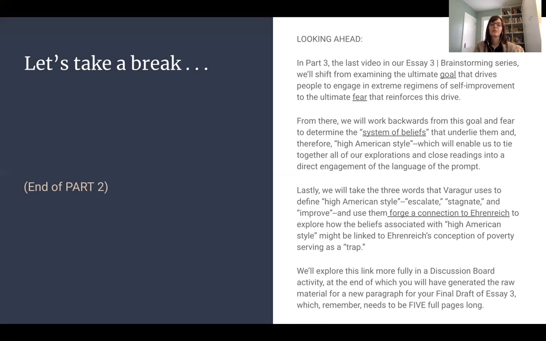So we're going to explore this link more fully in a discussion board activity, at the end of which you will have generated the raw material for a new paragraph for your final draft of essay 3, which you want to keep in mind needs to be 5 full pages long. So in units 1 and 2, the final drafts were 4 pages long. For units 3 and 4, again, those will be 5 full pages long, and that's to help prepare you for XPODs, where the essays will, through the semester, be 5 full paragraphs long for the final drafts.